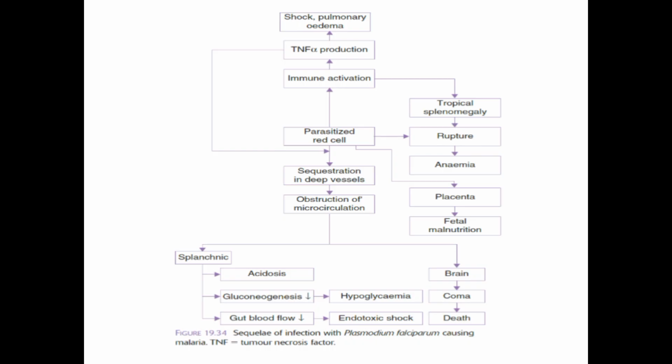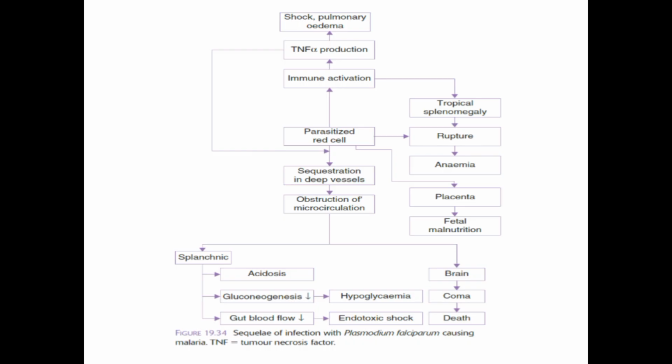Also, these parasitized red cells can be sequestered in deep vessels and lead to obstruction of the microcirculation. This microcirculation obstruction, for example in the splanchnic area, can lead to acidosis and a decrease in gluconeogenesis. That means this can lead to hypoglycemia. Also, splanchnic involvement can decrease gut blood flow, which will lead to endotoxic shock. And obstruction of the microcirculation can also affect the brain, leading to coma and death.